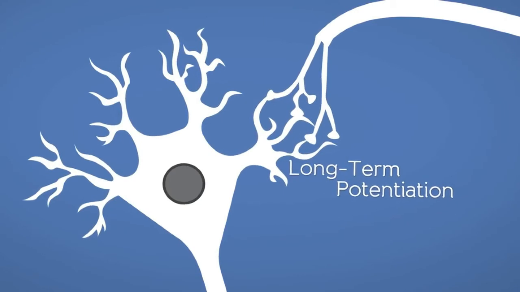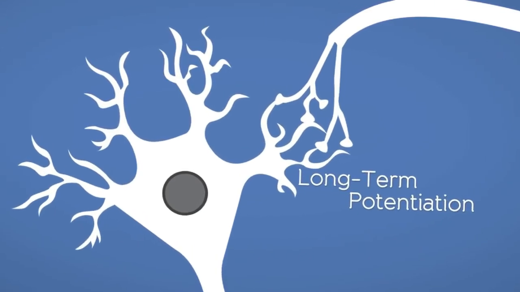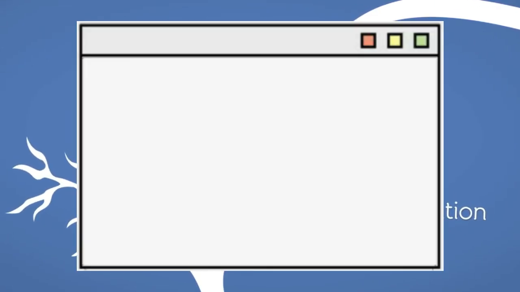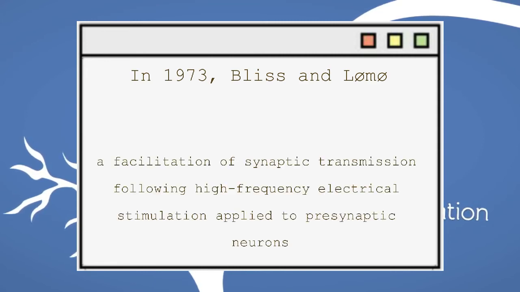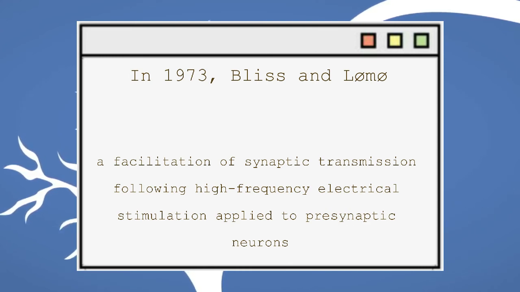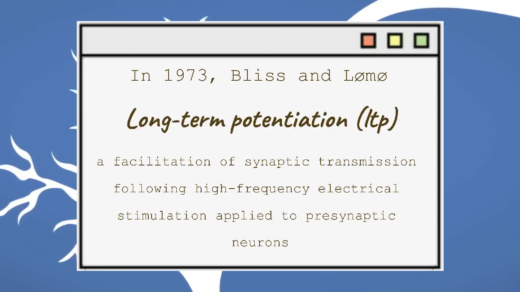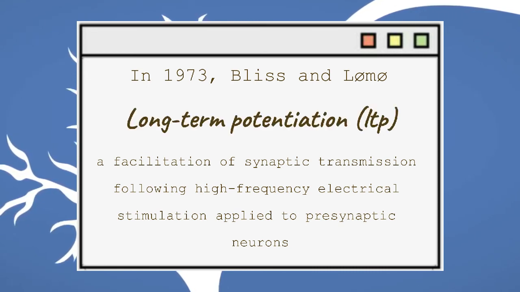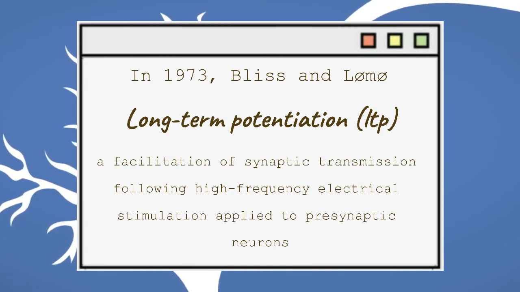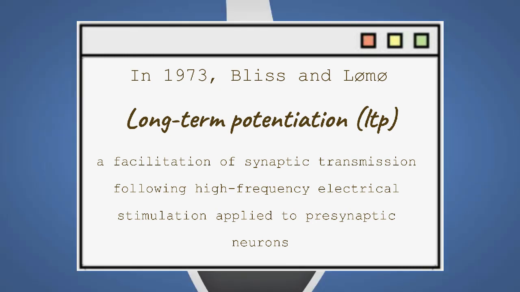So this time, let us discuss long-term potentiation. In 1973, Bliss and Lømo showed that there is a facilitation of synaptic transmission following high-frequency electrical stimulation applied to presynaptic neurons. This phenomenon has been termed long-term potentiation, or LTP. LTP has been demonstrated in many species and in many parts of their brain, but it has been most frequently studied in the rodent hippocampus.